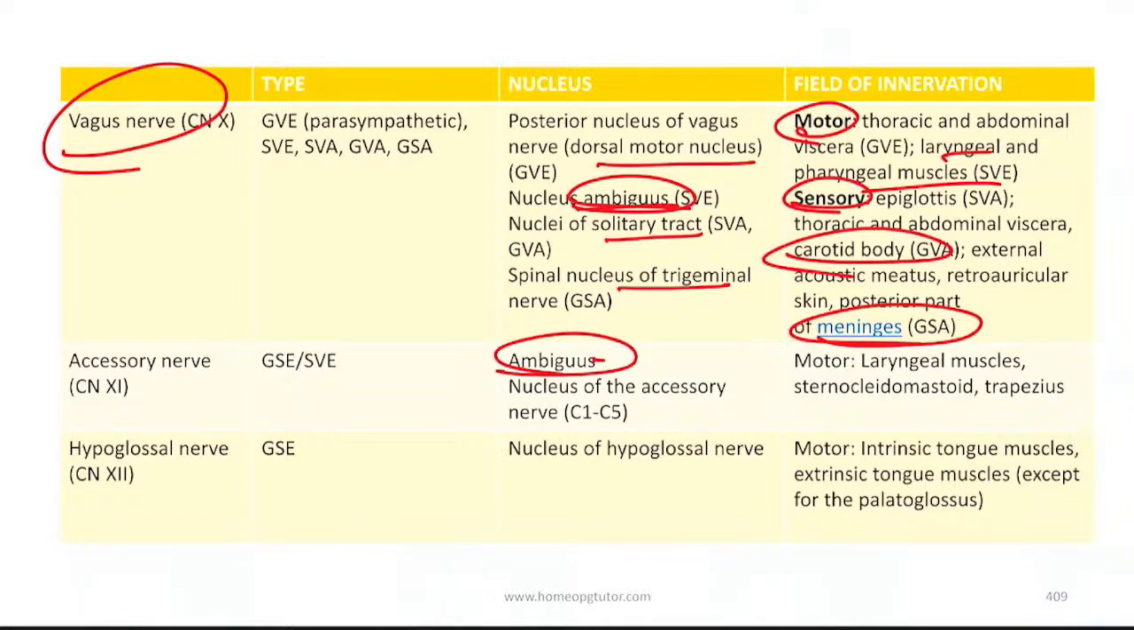Then coming to the axillary nerve, the nucleus is from the nucleus ambiguus and the nucleus of the axillary nerve, which is from C1 to C5. That is why it is called the spinal axillary nerve, because it has origin both from the spinal cord, that is from C1 to C5, and also from the brainstem, from the nucleus ambiguus. What does it do? It has motor supply to the laryngeal muscles, the sternocleidomastoid and trapezius. Sternocleidomastoid, trapezius, and laryngeal muscles are supplied by the axillary nerve.